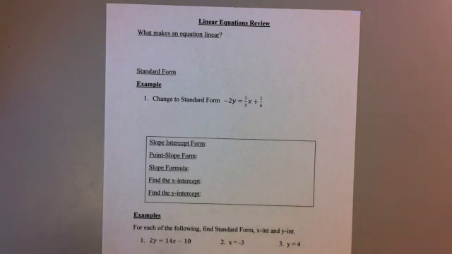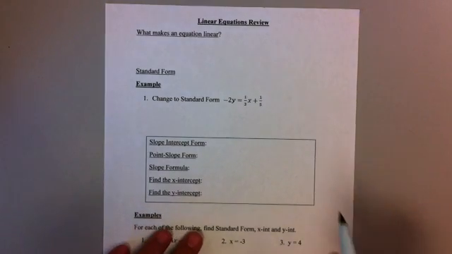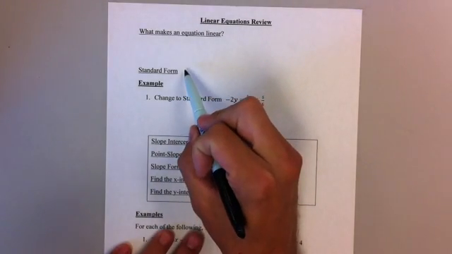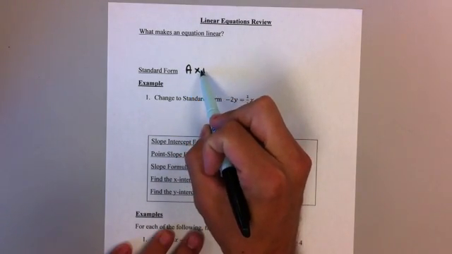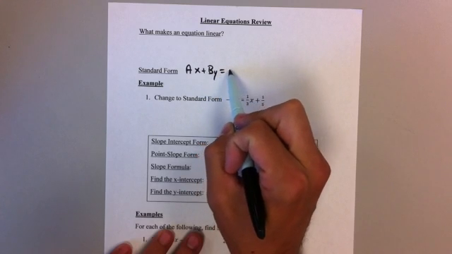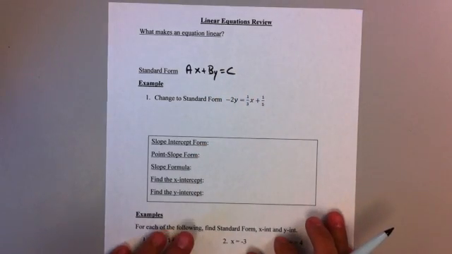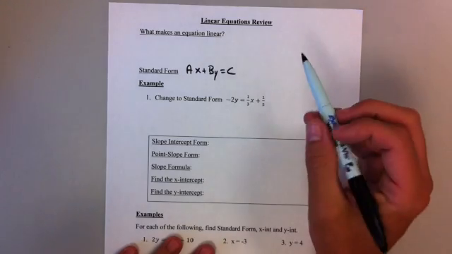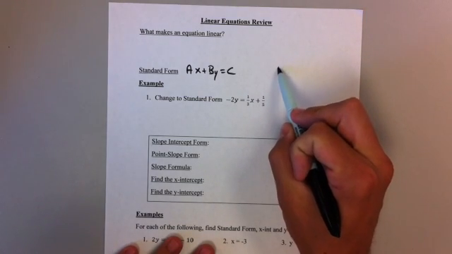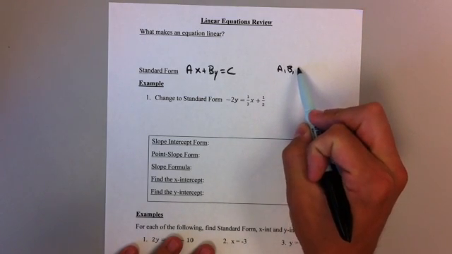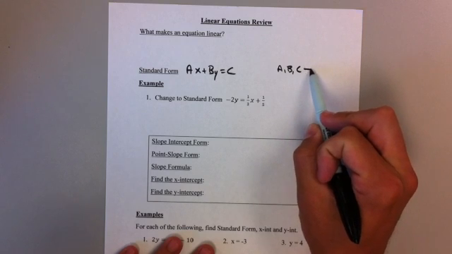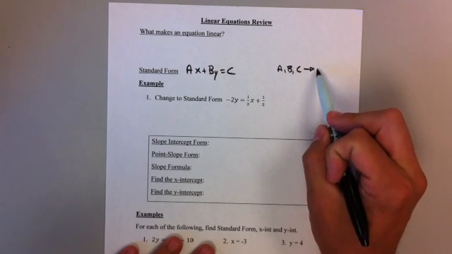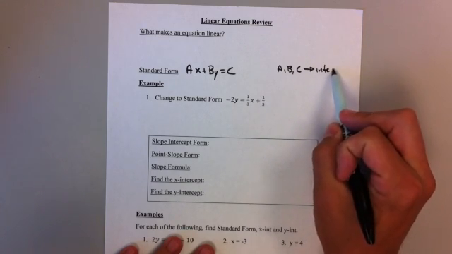Okay, so let's first talk about something that's called standard form. Standard form looks like this: Ax + By = C, where there are certain rules that we're going to follow, where A, B, and C all have to be at least integers.